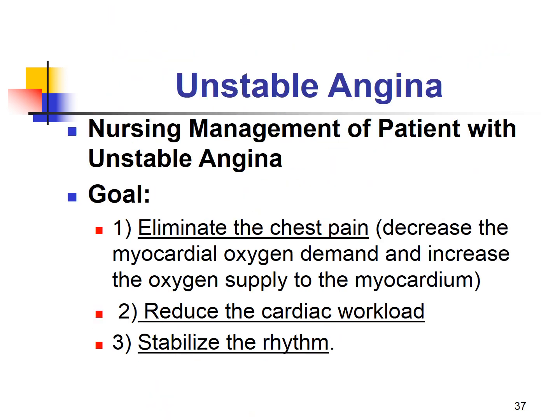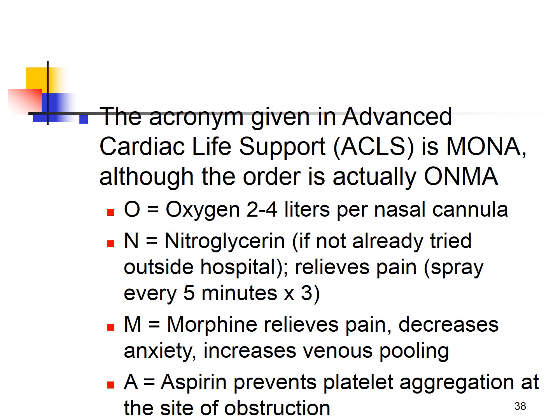And unstable angina, again here, the goal is to eliminate the chest pain that the patient is having, right? To decrease the myocardial oxygen demand and increase the oxygen supply to the myocardium. That's what we want to do, goal number 1. Goal number 2 is to reduce the cardiac workload, and goal number 3 is to stabilize the rhythm, right? Next slide. So how do we do that?